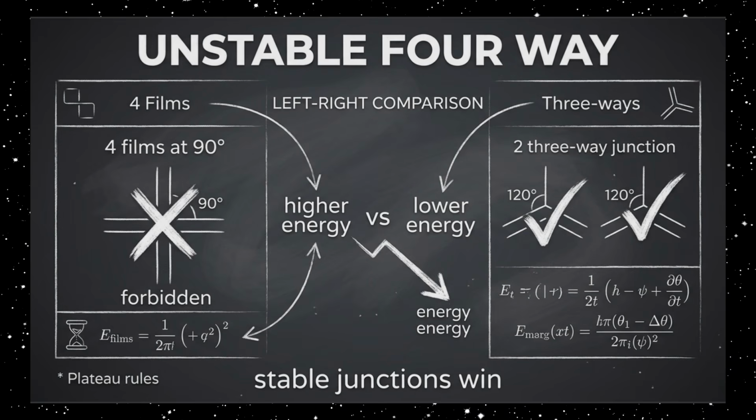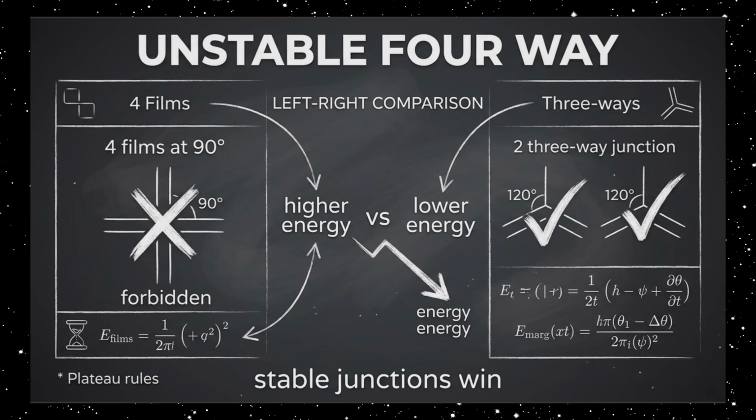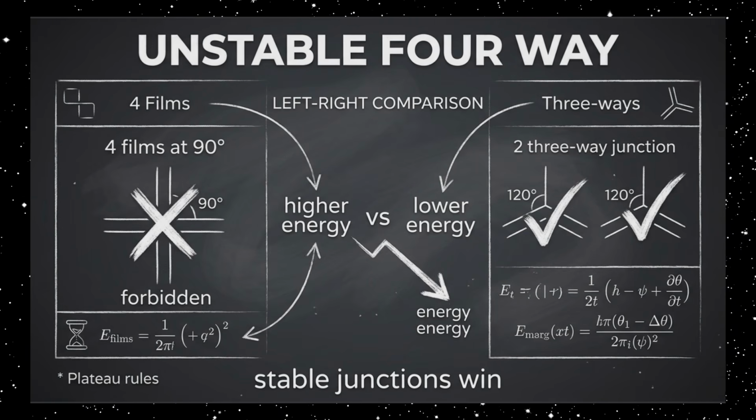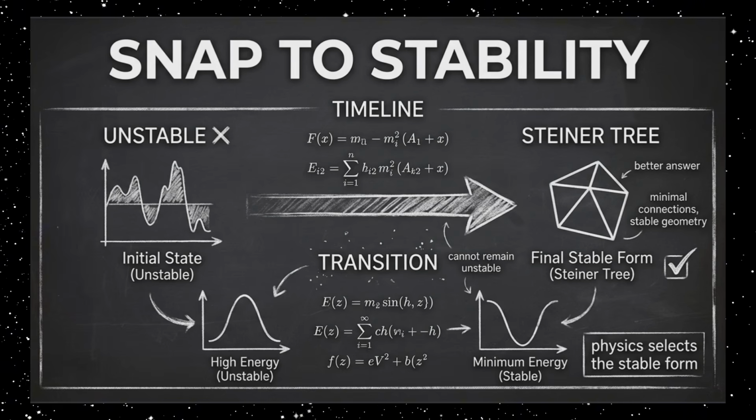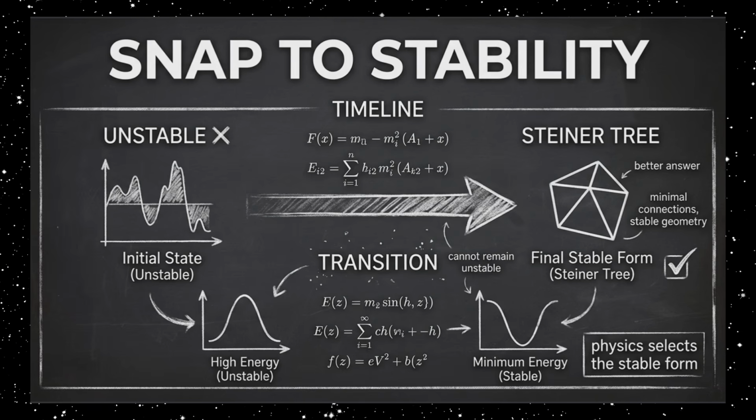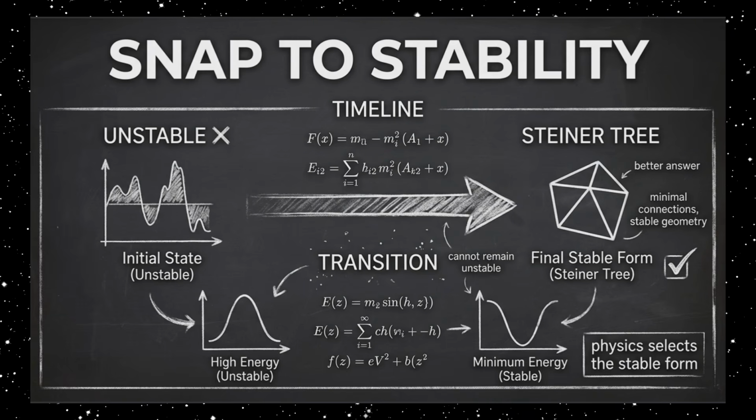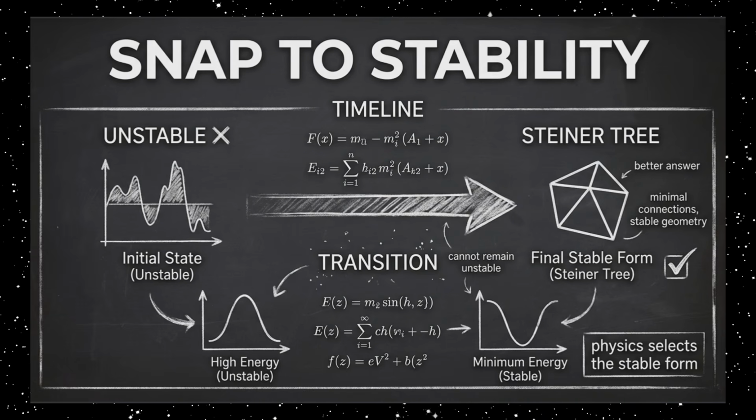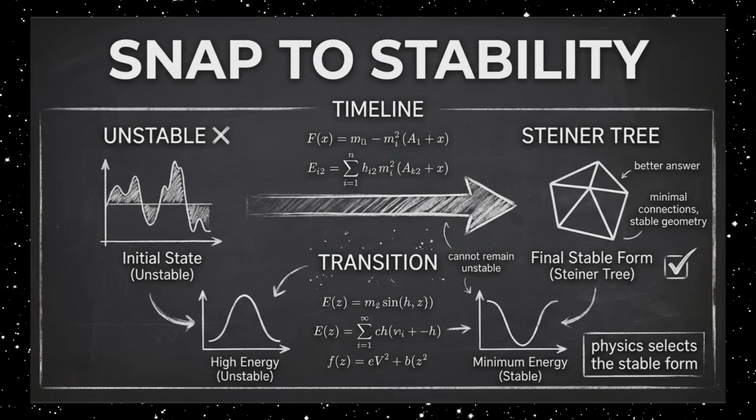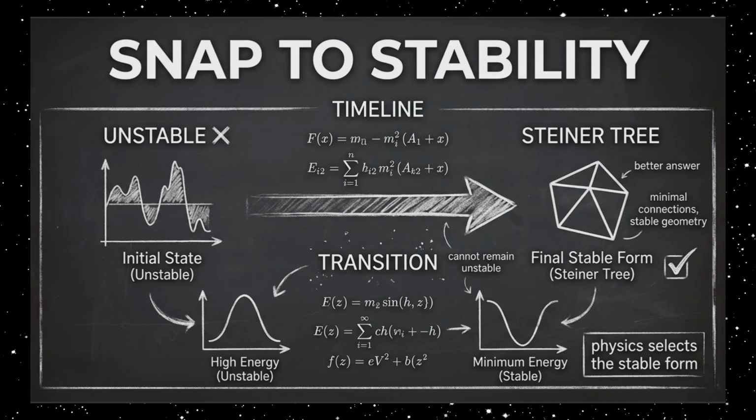The 4-way junction at 90 degrees has more energy than the alternative configuration with 2 3-way junctions at 120 degrees. The film snaps instantly into the Steiner tree. It finds the better answer, because it physically cannot remain in the worse one. This is so different from how a computer works that I think it deserves emphasis.